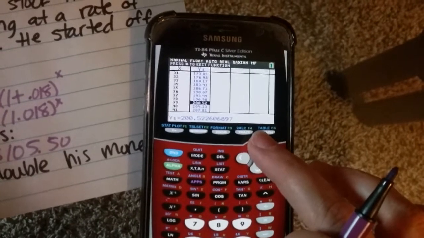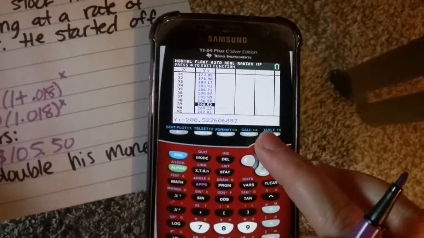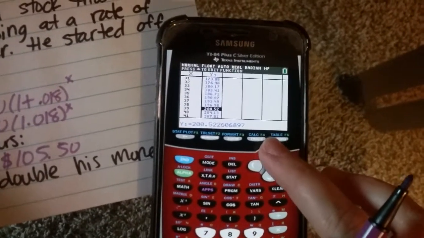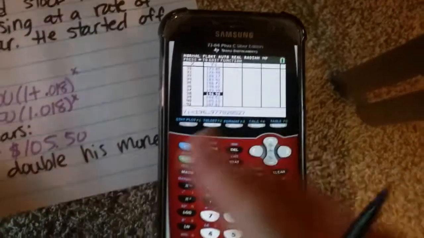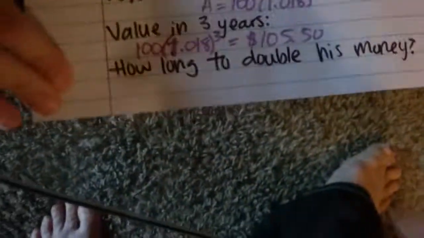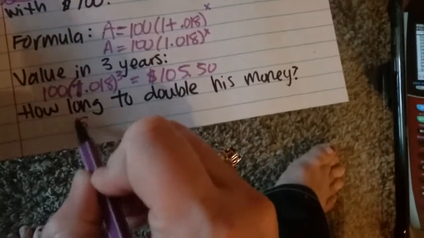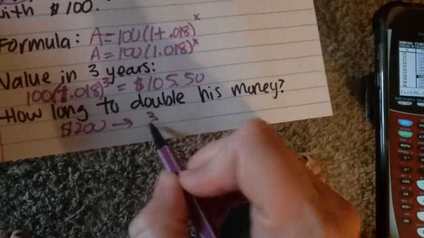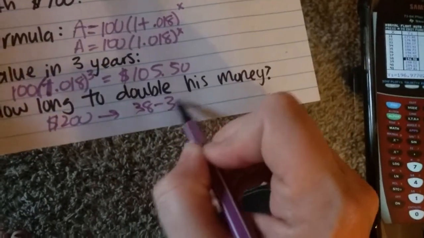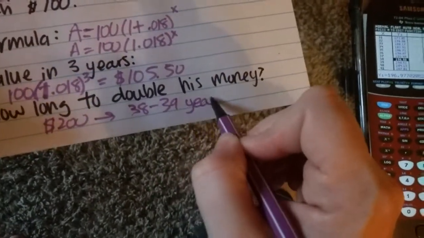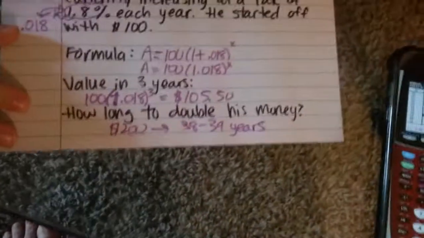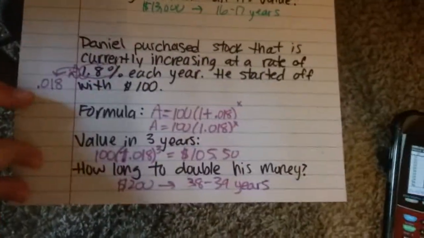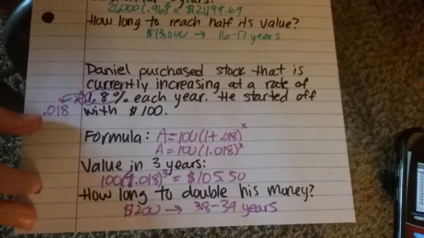It looks like $200.52 happens at year 39. So somewhere between year 38 and 39. So for $200, it's going to take between 38 to 39 years. I don't know about you, but I don't think I would invest my money into that stock because that might take too long for me.